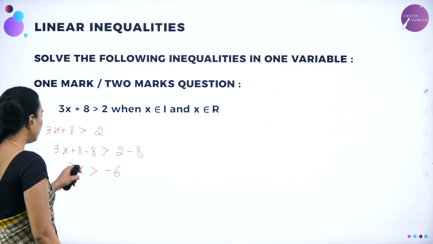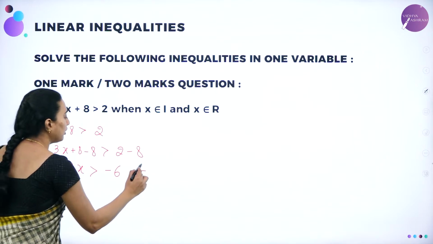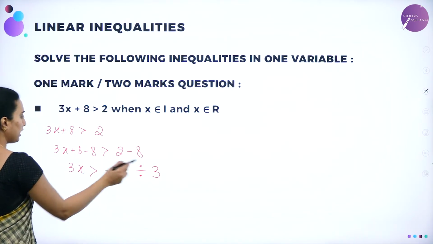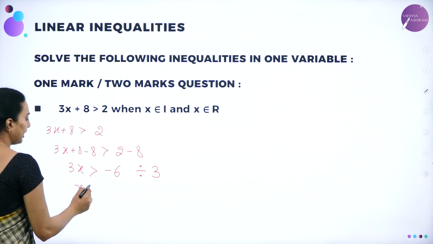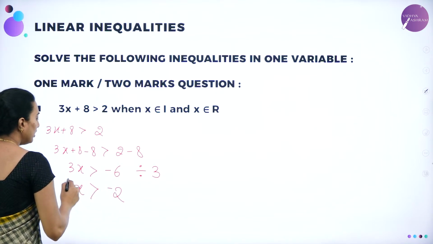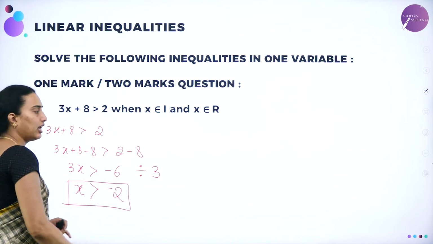Now I do not want 3 on this side, so I am going to divide throughout by a positive integer. If I am dividing throughout by 3, 3x by 3, the 3 will get cancelled. X is greater than minus 6 by 3, which will be minus 2. Now you are getting the value x is greater than minus 2.